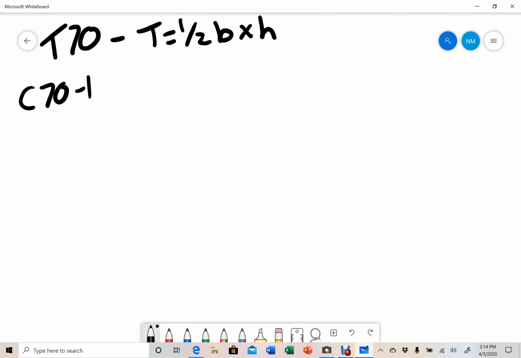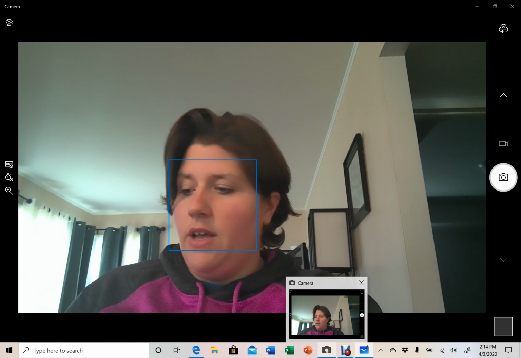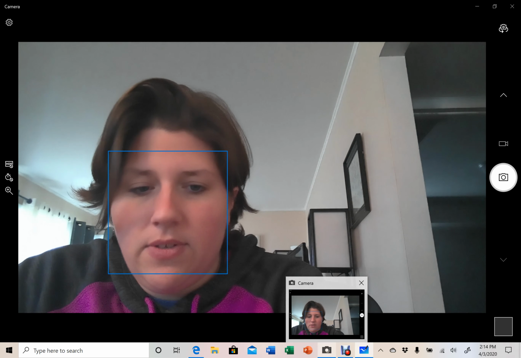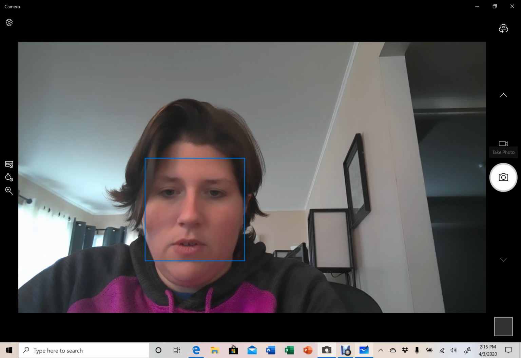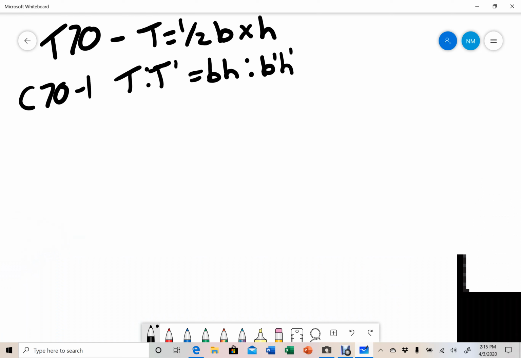All right, now we're dealing with two triangles here. So we've got basically ratios. So T to T is equal to base times the height to the base times the height. All right, so that's how that works there. You've got your product of the bases, and that's how we can compare the two different triangles together.